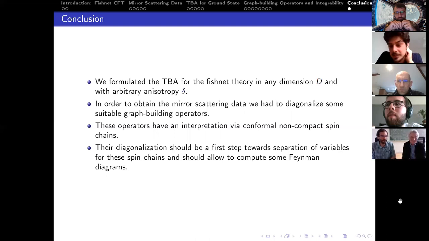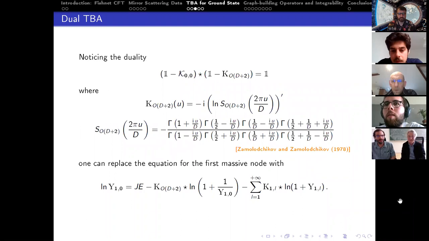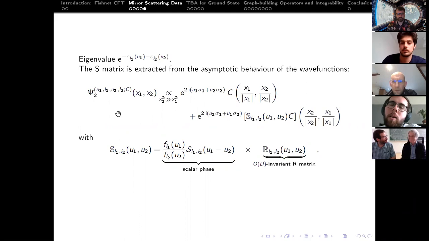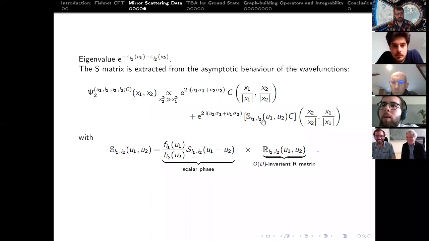I would ask about the R matrix, if possible. Could you explain again how the R matrix comes out from the eigenfunction somehow? So you look at the asymptotic behavior of the eigenvector. Say you have the two-particle eigenvectors. If you look at their asymptotics, it's a sum of two terms. The only difference between the two terms is that you have swapped the momenta and you have acted on the tensor structure with the R matrix, basically.